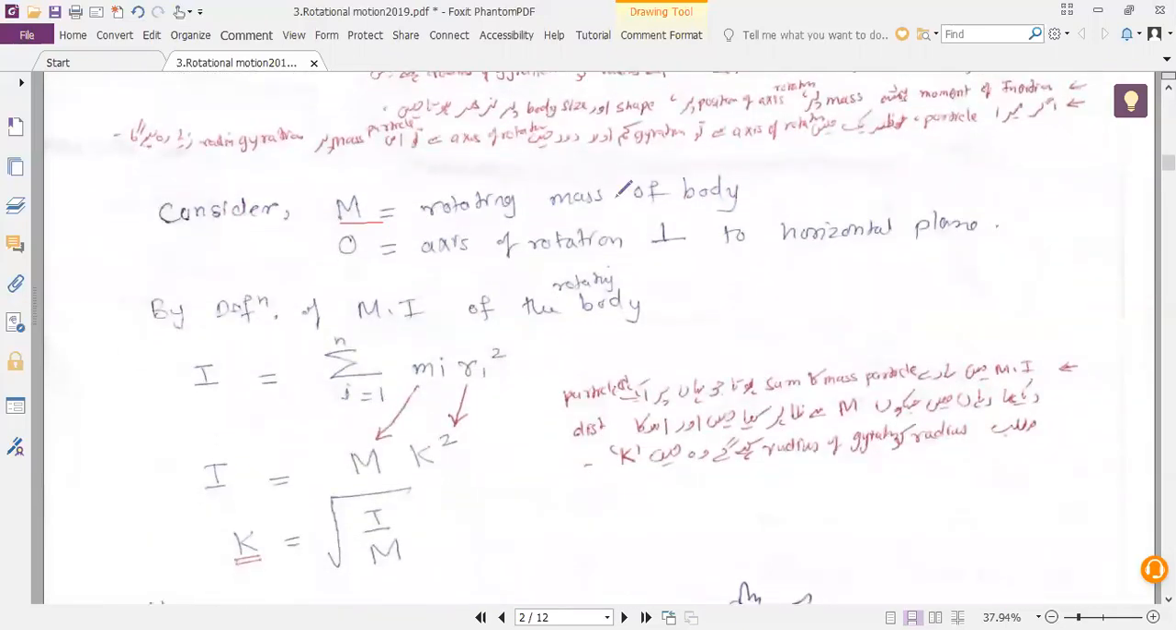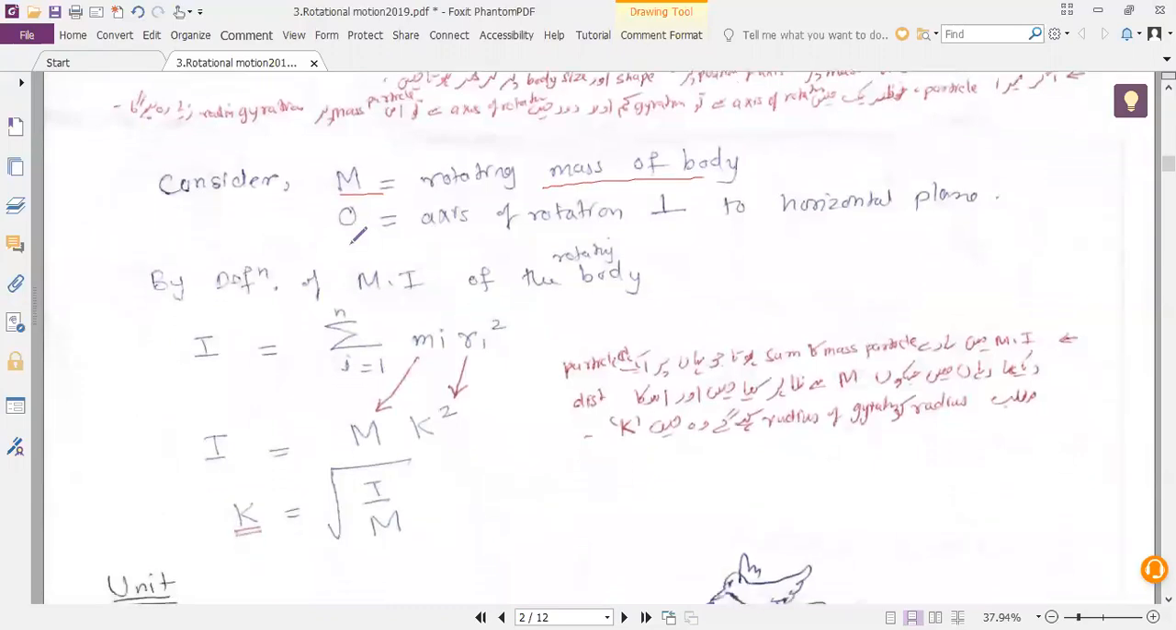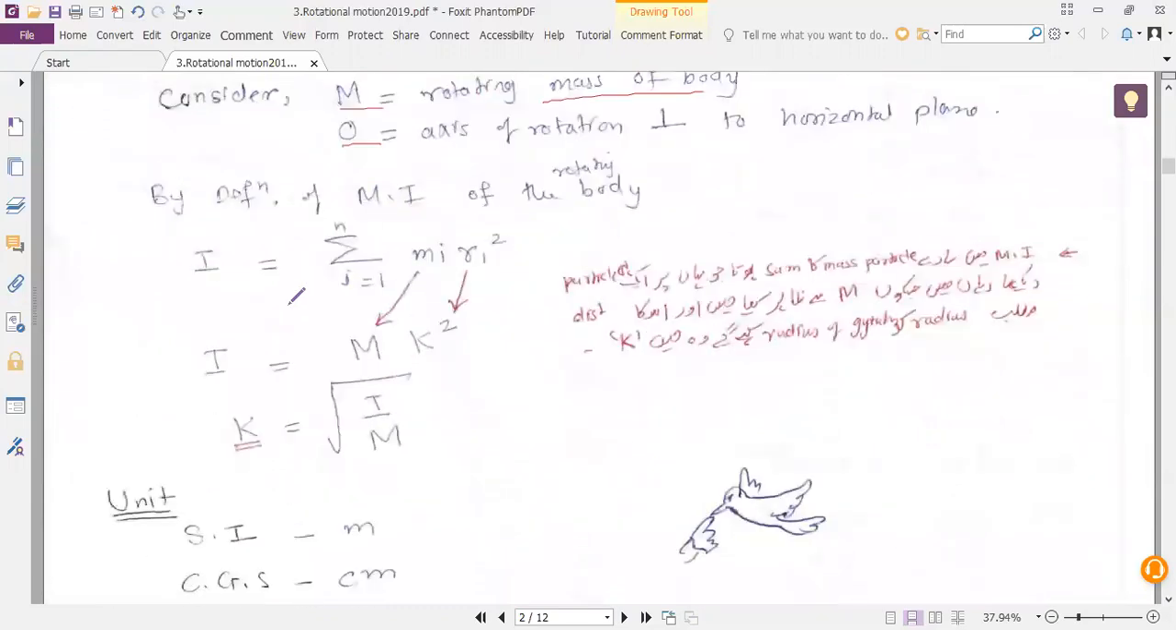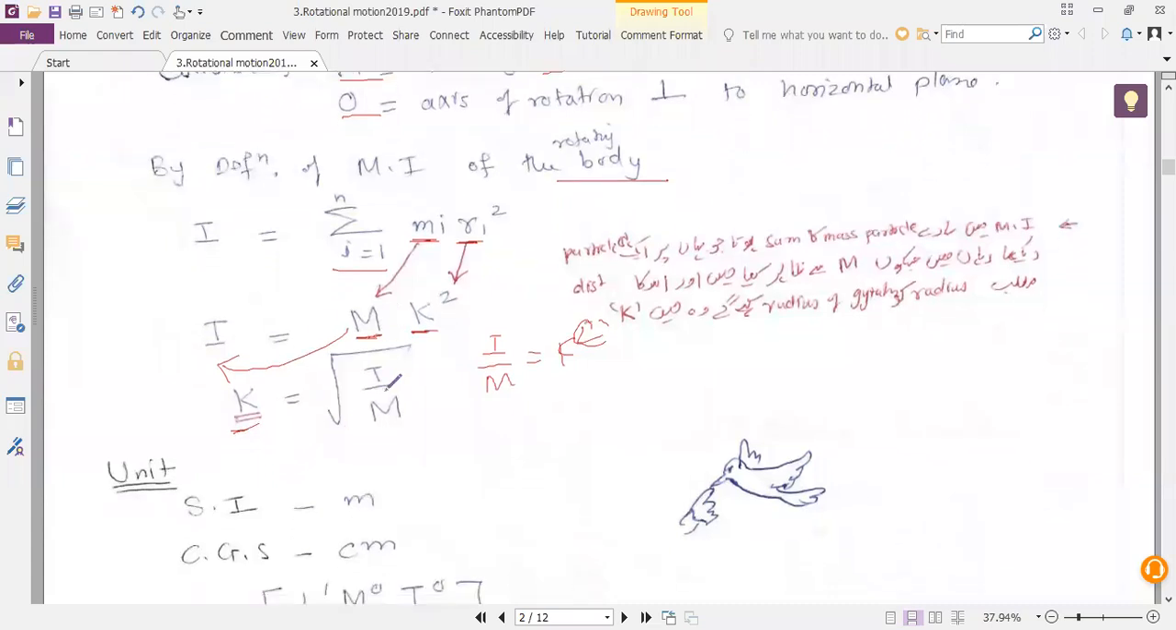Here I am representing the rotating mass of the body by M, and O is the axis of rotation. Now we know the formula of inertia of a rotating body: I is equal to the summation of m_i r_i squared, i from 1 to n. In this case, for radius of gyration, I represent small r by capital K. Taking M to the left-hand side, it becomes I upon M is equal to K squared. So K is equal to the square root of I upon M.